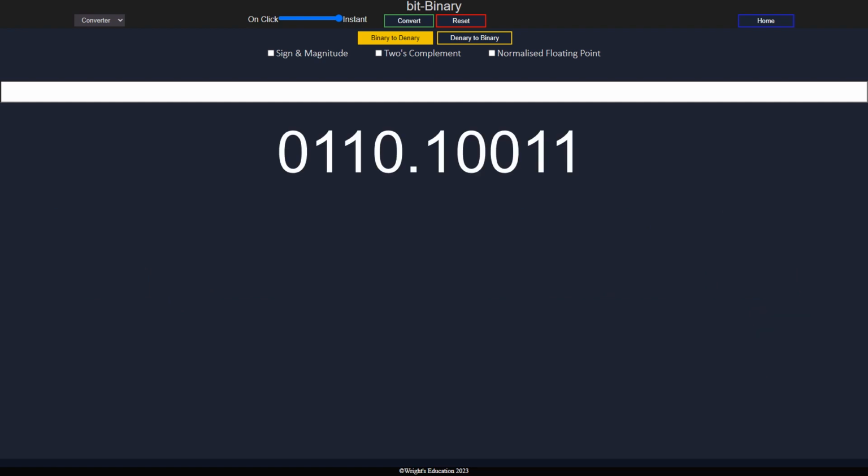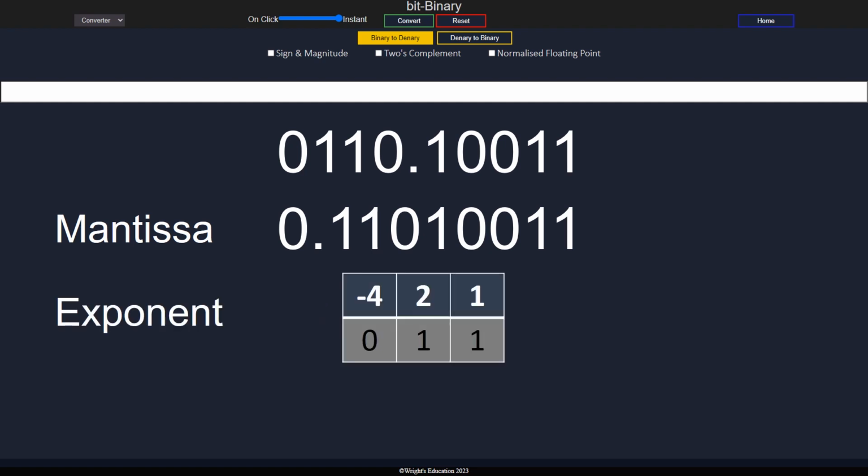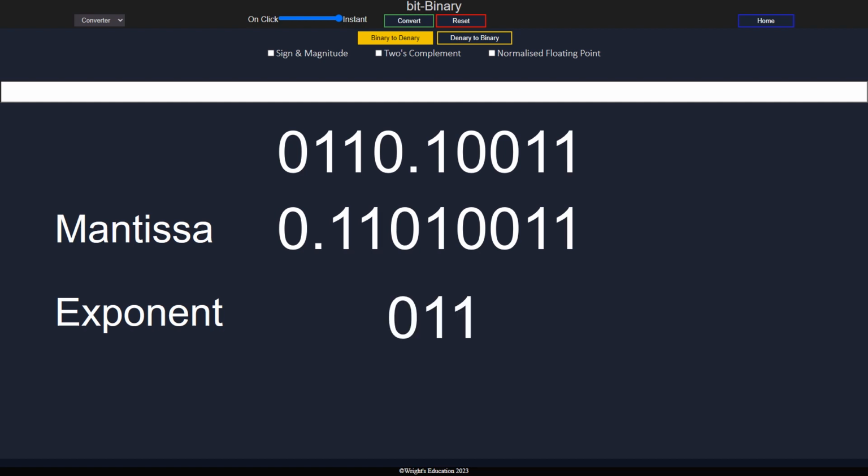Keeping in mind that normalized floating points always use the 2's complement method, let's take a look at how we can represent 0110.10011. We first normalize the number by floating the binary point to the second position, giving us the mantissa. We then count the number of steps we've moved the binary point to get the exponent. And finally, convert the exponent into binary. It is important to normalize the number, as the computer needs to know where the binary point is without there actually being one. We have to always be sure that the floating point is in the second position.